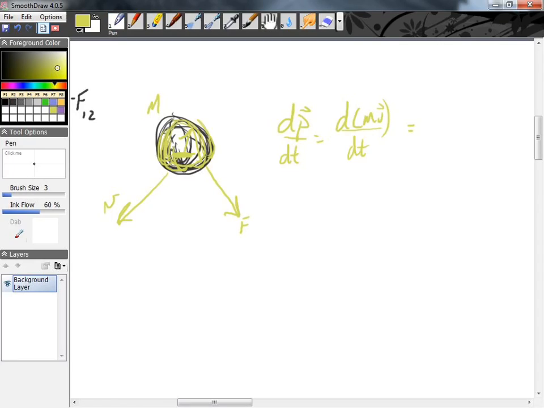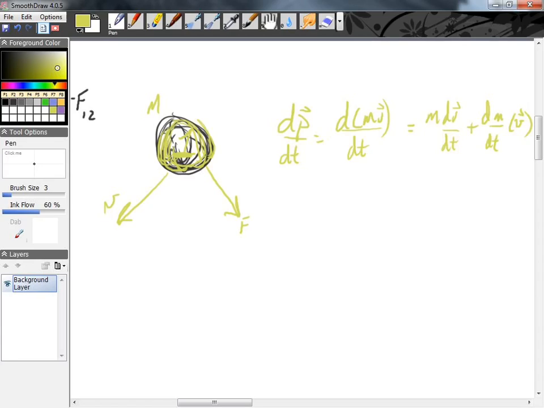which will equal, now we have to do the product rule here, neither one of these is constant. We're not assuming that. So this is going to be m dv/dt plus dm/dt times v. And that's still a vector.